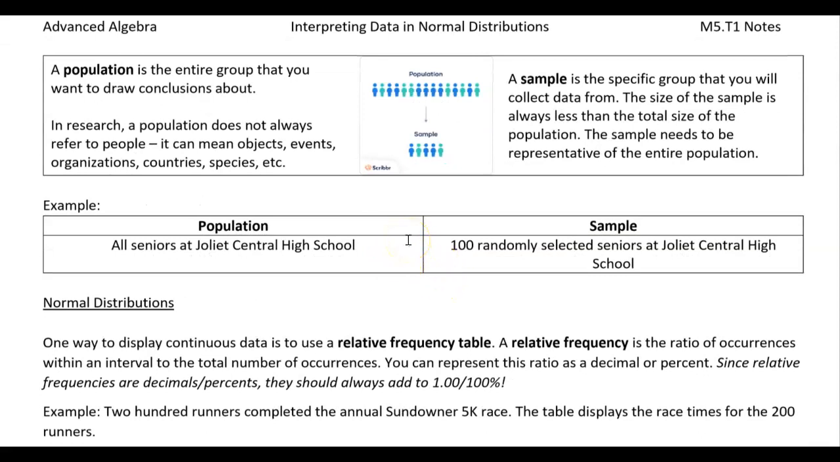So then onto the back side, we've got this idea of population. Population is an entire group that you want to draw conclusions about. In research, a population does not always refer to people. It can be objects, events, organizations, countries, species, etc. A sample is a specific group that you will collect data from. The size of the sample is always less than the population, but the sample is going to represent the entire population. So as an example, a population could be all senior students at Joliet Central High School. The sample of that data could be if we picked 100 seniors and randomly polled them.